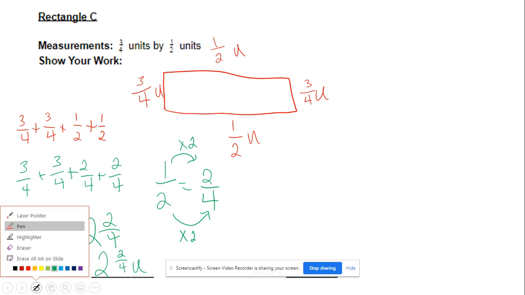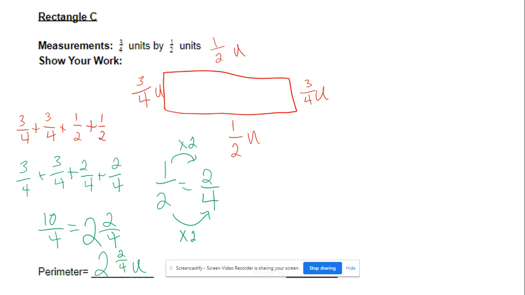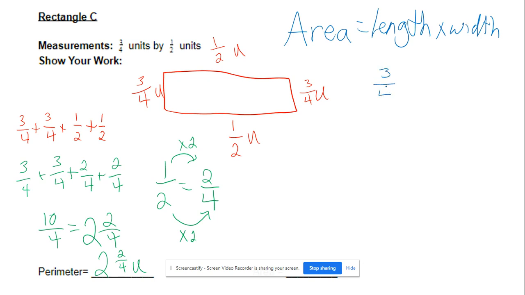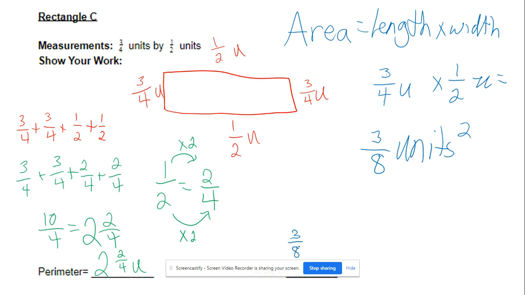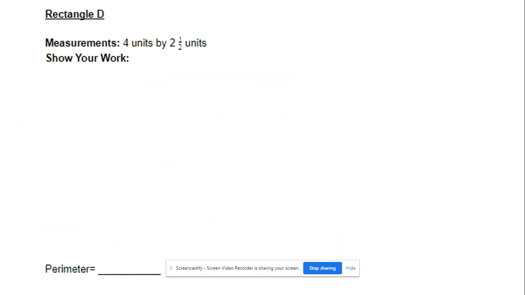We can also find the area with our measurements. We can multiply the length times the width. Remember, area equals length times width. So our length here is 3/4 units. We're going to be multiplying that by half of a unit. Here, we can multiply 3 times 1 to get 3, and 4 times 2 to get 8. Units times units is units squared. So our area is 3/8 units squared. Let's try the next one. We have 4 units by 2.5 units.